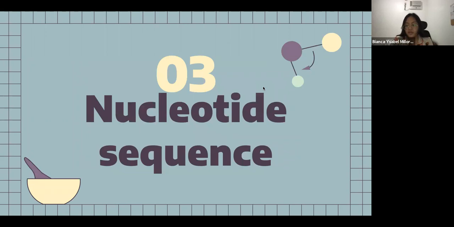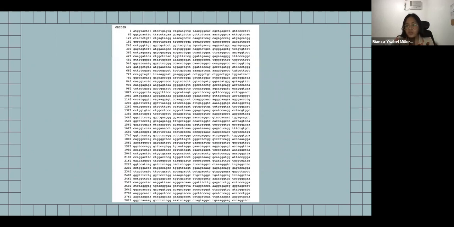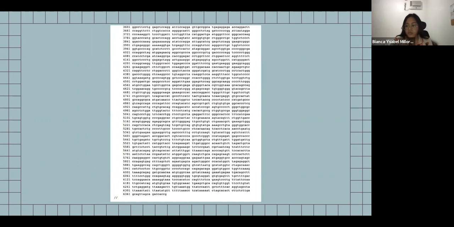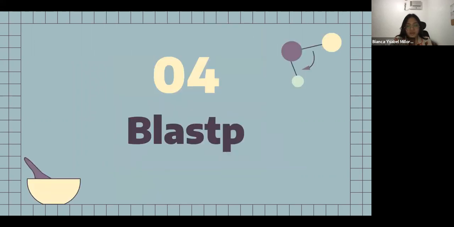Now we will be proceeding with the nucleotide sequence of collagen as seen in the BLAST-N. Here we have the start of the nucleotide sequence, and here we have the end of the nucleotide sequence. And for the next slide, it will be discussed by Carla.